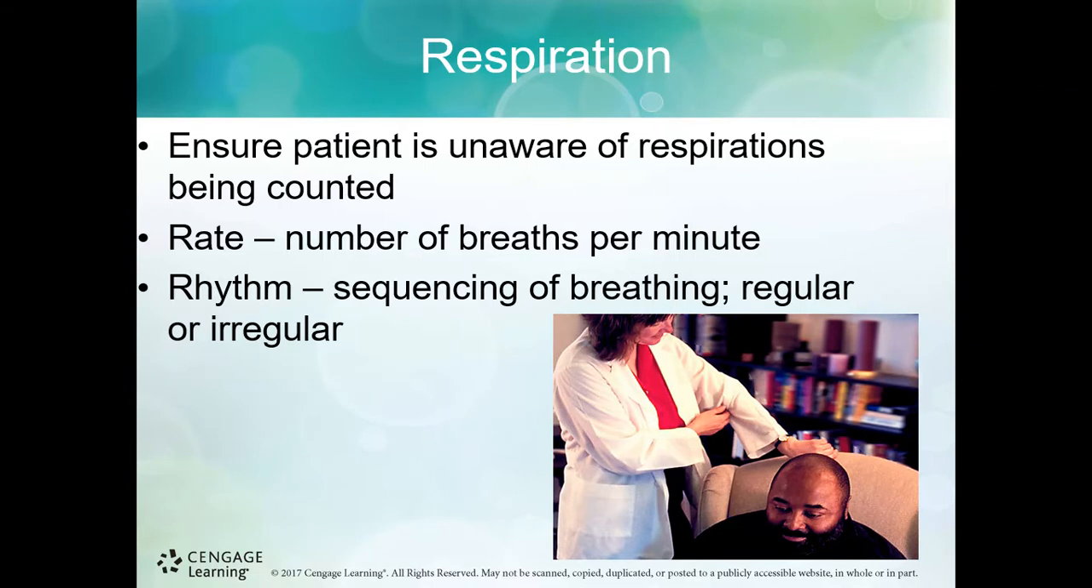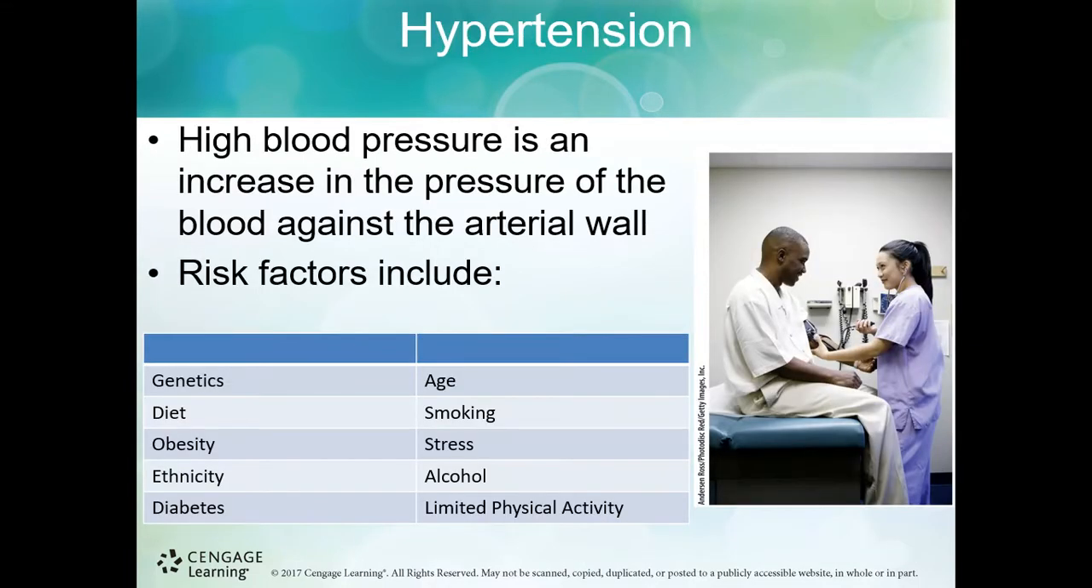Respiration is the process of moving air in and out through the lungs. We inhale and we exhale. Eupnea is normal breathing, tachypnea is fast breathing, and bradypnea is slow breathing. When you count respirations, it's best that the patient is unaware, because if they know you're counting their respirations or their breaths, that may alter the way they breathe. So we again count number of breaths per minute, and a breath would include both inhalation and exhalation as one, and also the rhythm.